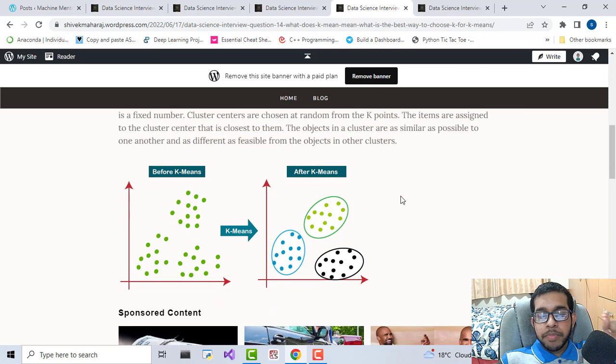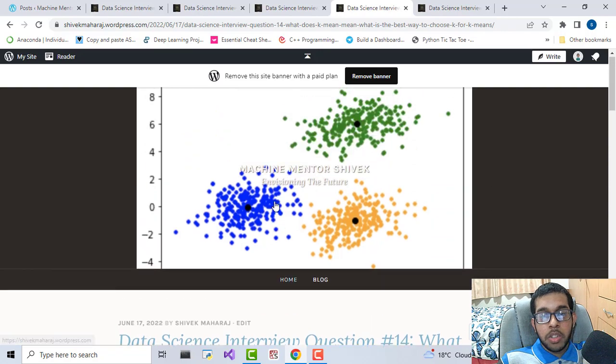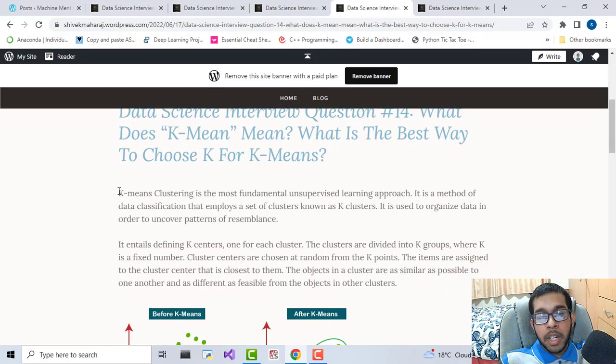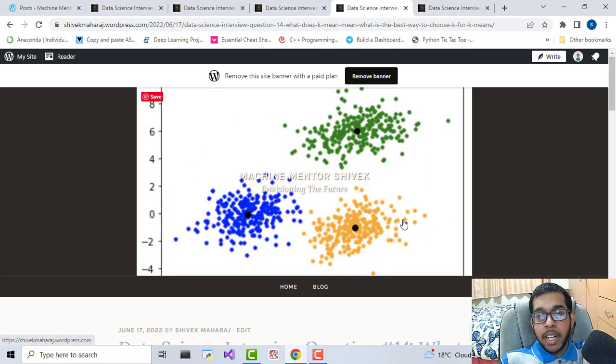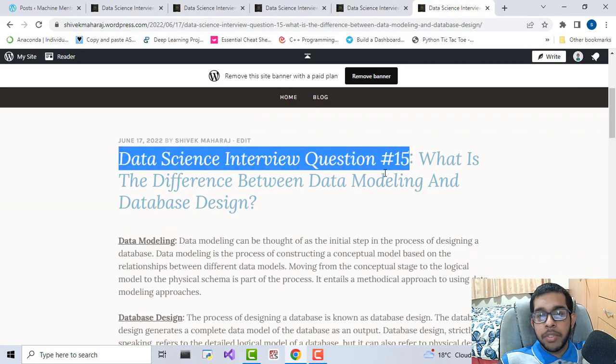Okay, now just to give you a refresher, guys, the center of every cluster is called a centroid. Okay, so keep that in mind. It will come in handy when you are giving the explanation for k-means itself. So on to the last question for this video. It is data science interview question number 15. What is the difference between data modeling and database design?